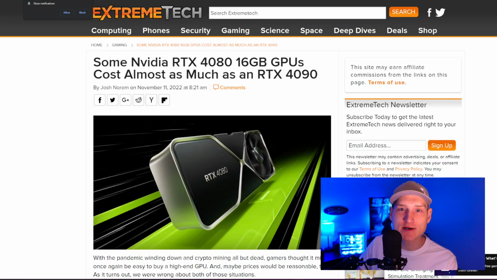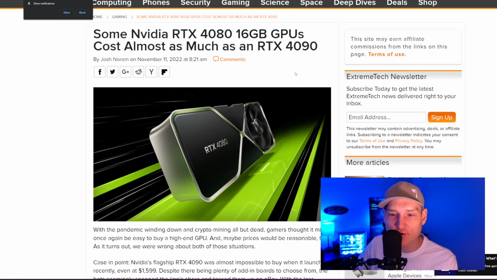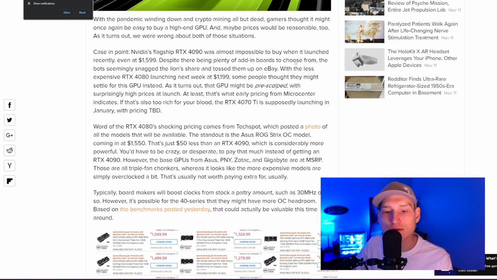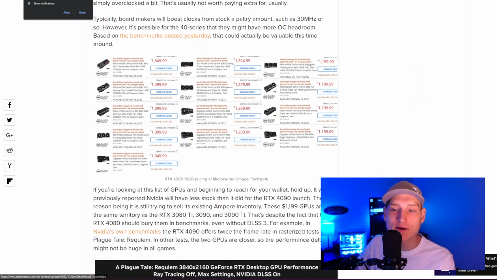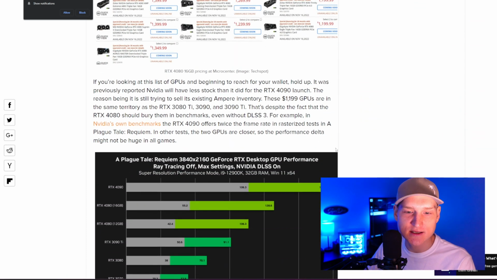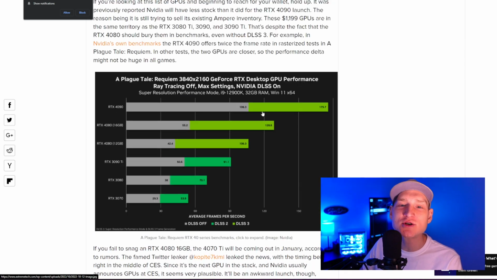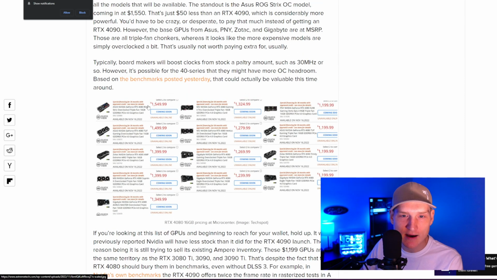That's pretty sick. So anyways, price, let's go over. GPUs cost almost as much as an RTX 4090. So it's supposed to be, oh wow, they actually have, I haven't looked at this yet. Oh, they have benchmarks. All right, so we got, this is a 4080, these are all 4080s, right? Yeah, these are all 4080s.